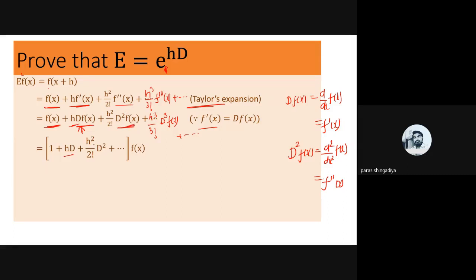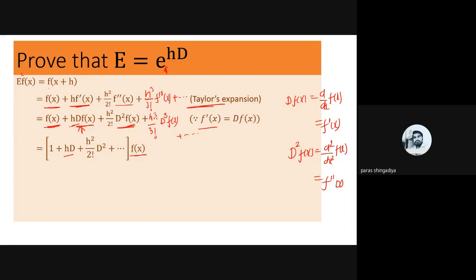So remaining is h square D square by 2 factorial. Then from the next term, remaining is h cube D cube by 3 factorial, and so on. Bracket over and write the f(x) outside. Okay, so we just take f(x) common from this step, and the remaining form of this series I define in the bracket: 1 plus hD plus h square D square by 2 factorial plus h cube D cube by 3 factorial, and so on, bracket over f(x).